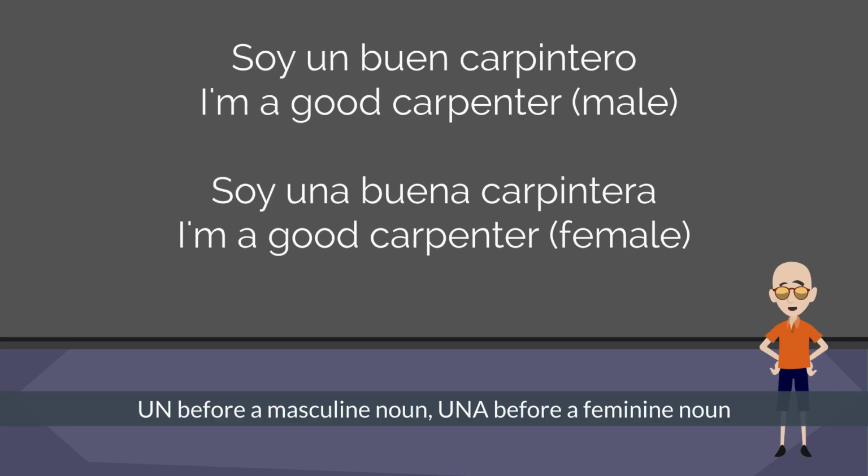The exception to this rule is if you're adding other words to describe or modify that profession. So you're not just saying, I'm a carpenter, you would say, I'm a good carpenter, or I'm an excellent carpenter. Then you're going to see that little un or una appear again. Soy un buen carpintero. Soy una buena carpintera.